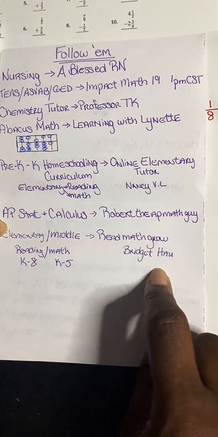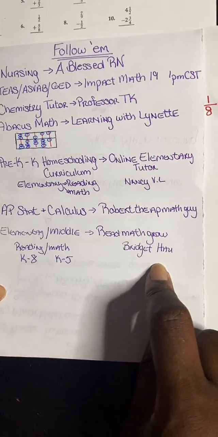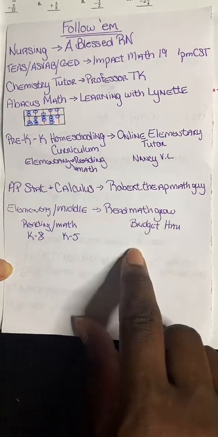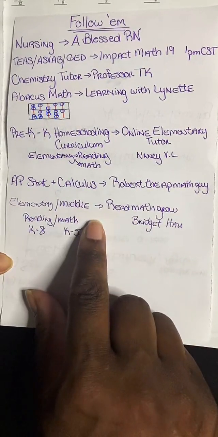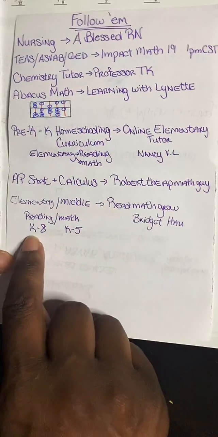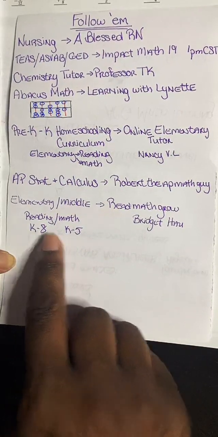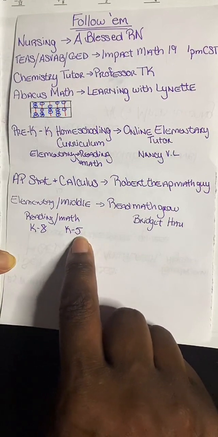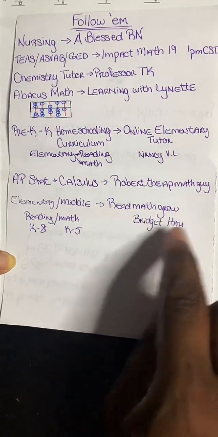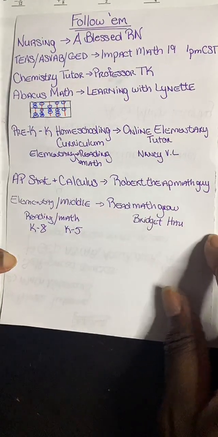And I have a new friend on TikTok. I'm bringing them on over, right? She does elementary and middle school math and reading. So she does reading with kindergarten and 8th grade and math with kindergarten to 5th grade. She is Read, Math, Grow. Her name is Bridget. She's amazing.